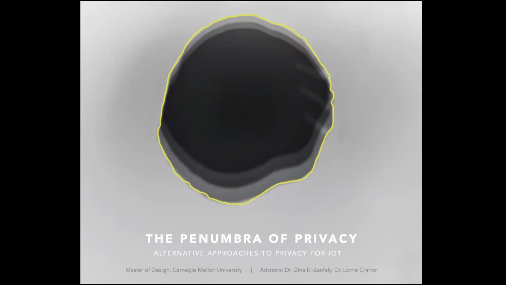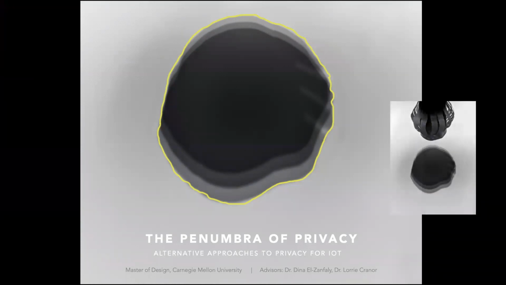The title of my thesis is Penumbra of Privacy, Alternative Approaches to Privacy for IoT. The word penumbra is derived from a phenomenon of light. When the light falls on an object, it forms a dark shadow called the umbra and a surrounding lighter shadow called the penumbra. This word has become a metaphor to place an emphasis on concepts that are ambiguous.